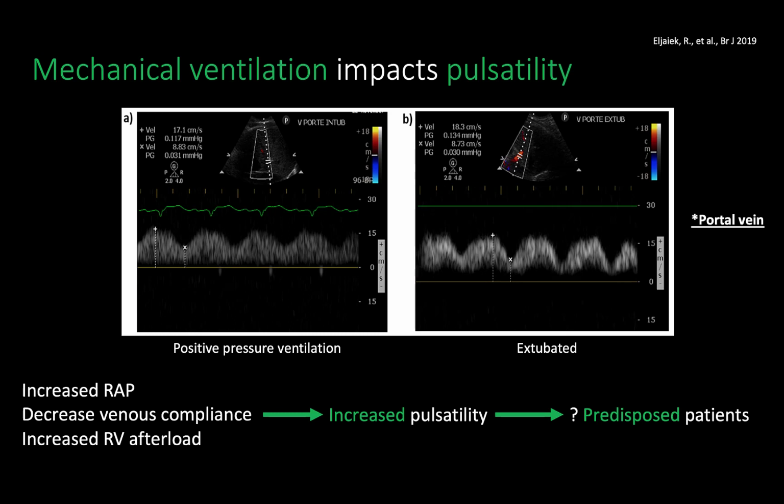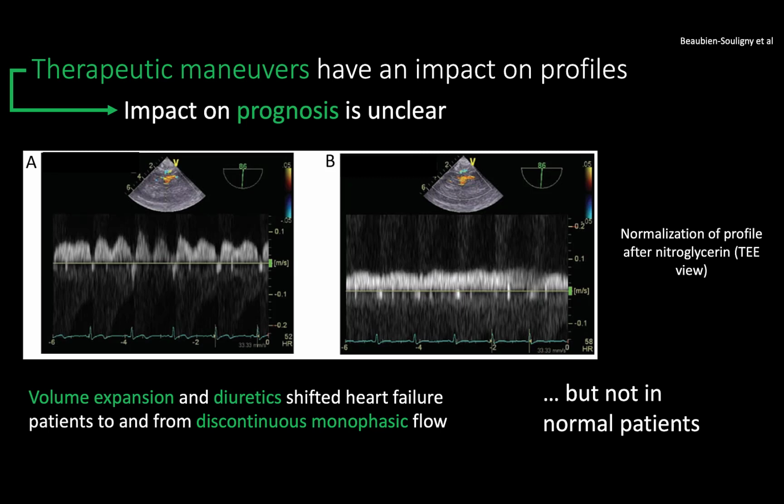In some cases, this can be inverted, as in this example where extubation actually worsened the pulsatility. It is likely that the intrathoracic pressure was impeding some venous return, which was actually favorable for a dysfunctional RV. Clinically, it does appear that therapeutic maneuvers related to volume expansion, volume reduction, or arterial reduction may shift the flow to and from a discontinuous monophasic flow.